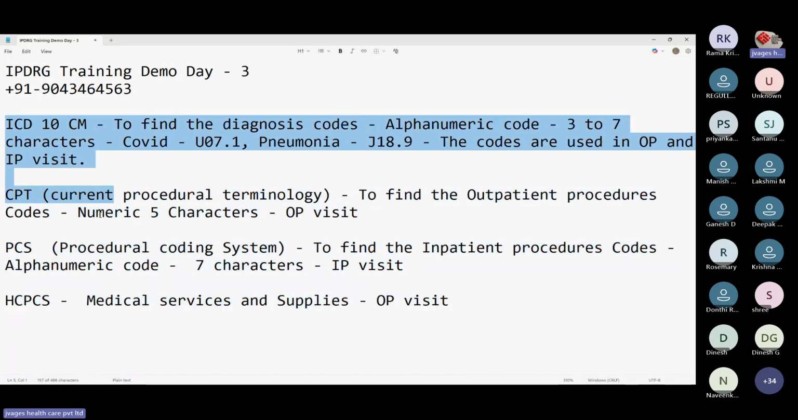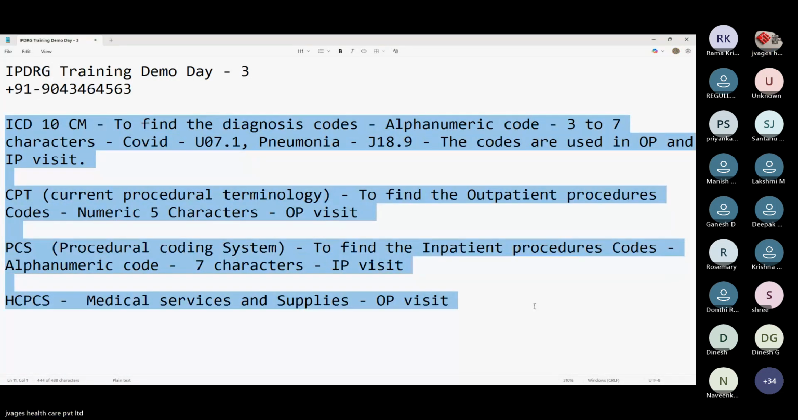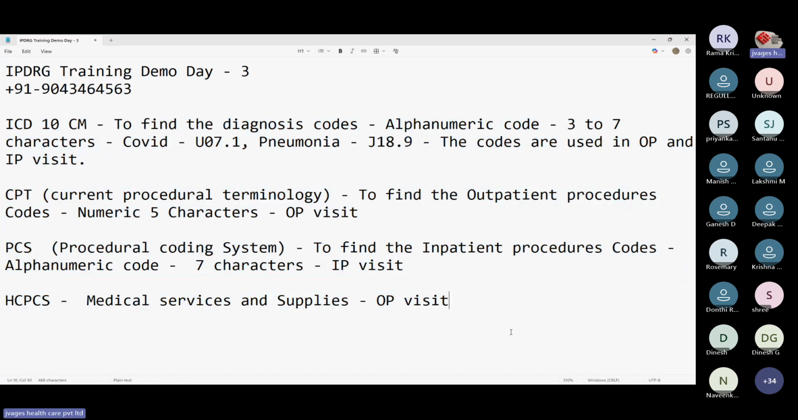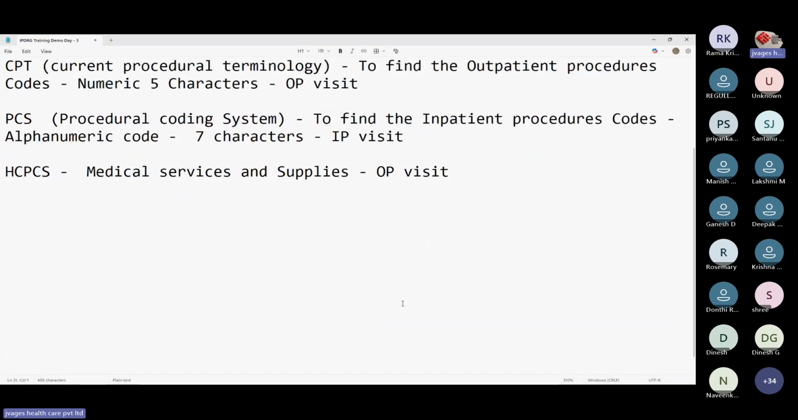Is there any doubts or any questions related to the code books? Any doubts? Any questions? No. Okay, thank you.